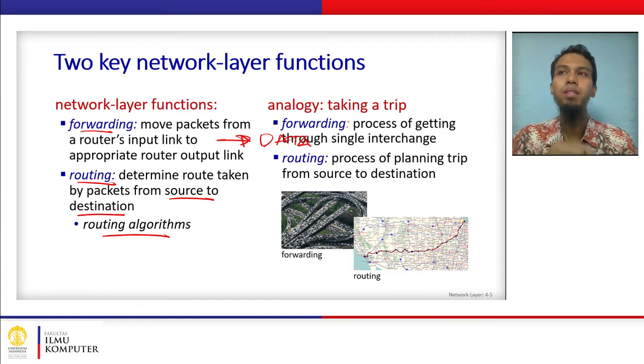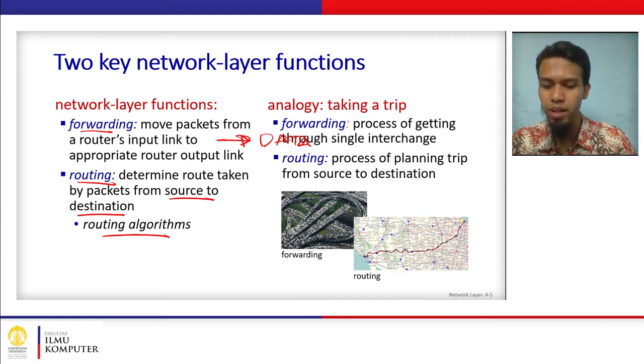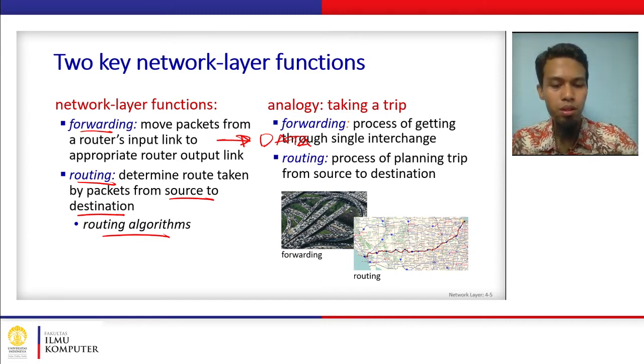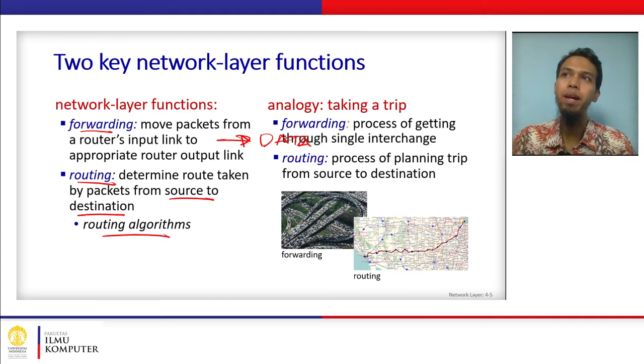Then the process of getting off in one place and getting on another transportation mode is called the forwarding process. And routing is the process of planning the whole trip, from source to destination. So I'm going from my home and taking this path and taking a walk, and then at this specific point, I take another transportation mode, and so on and so forth until I arrive at the destination.